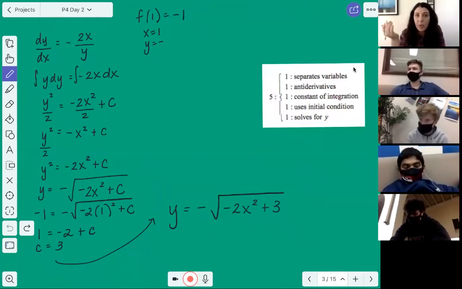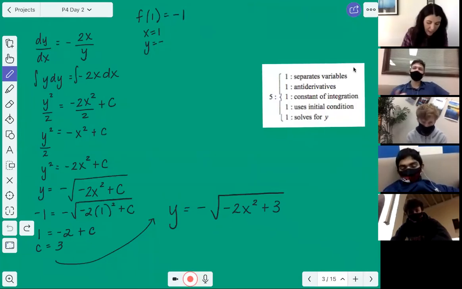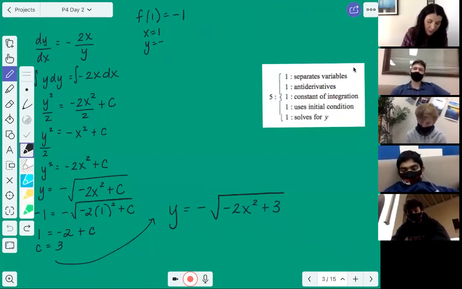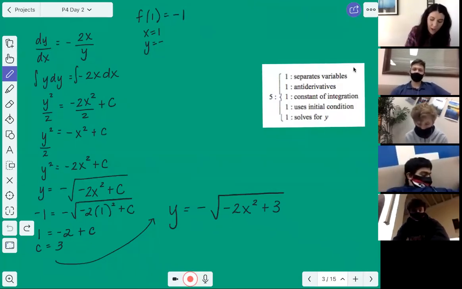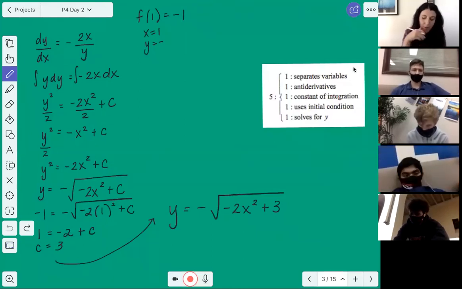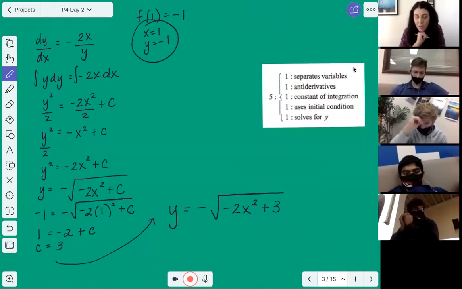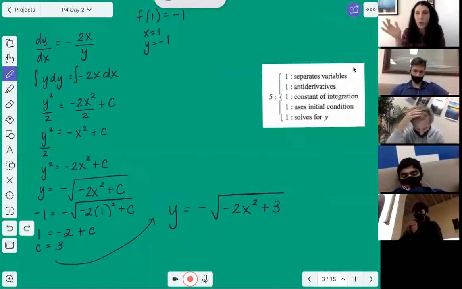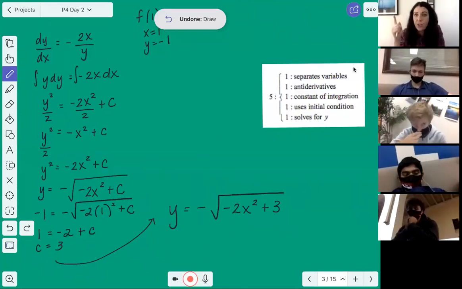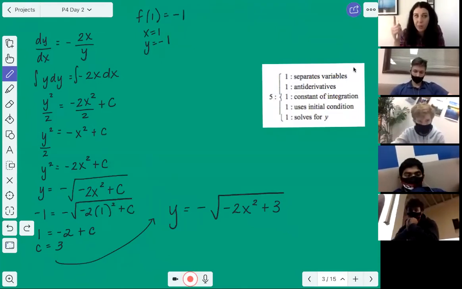Okay, so again, I wrote down what was given to start. We had dy over dx equals negative 2x over y. We were given f of 1 equals negative 1. So I always like to write that as x equals 1 and y equals negative 1 just in my work to make it easier when we substitute later. I want to go through these points together. The first step is to separate your variables, which means get all the y's on the left side, get all the x's on the right side.